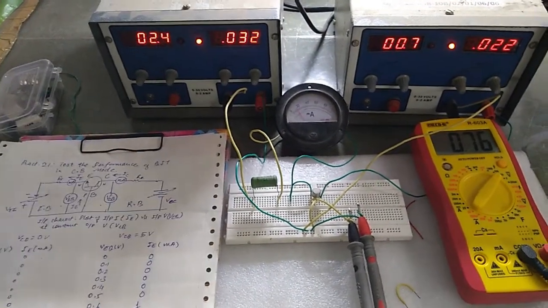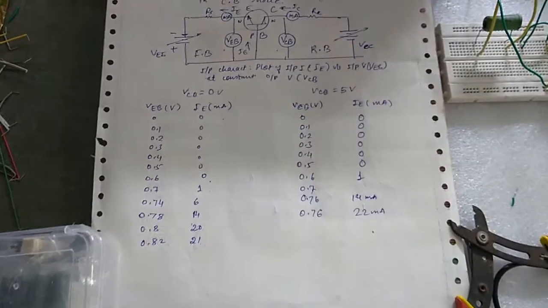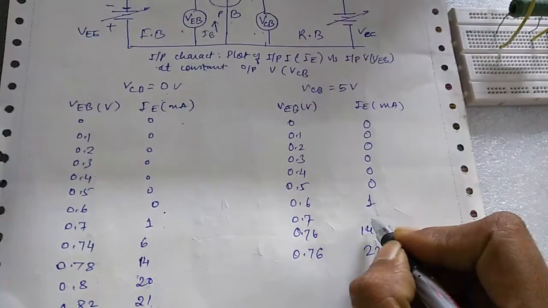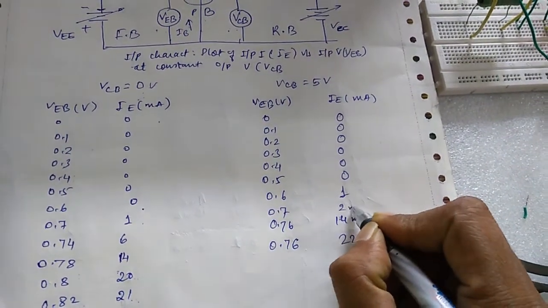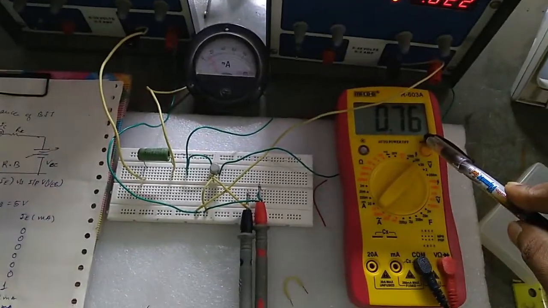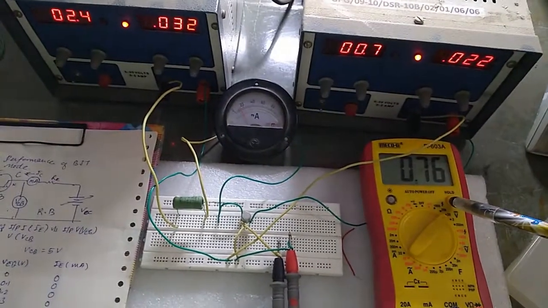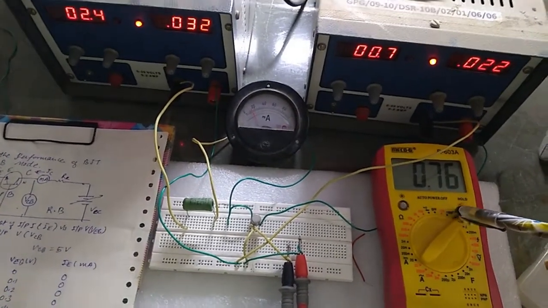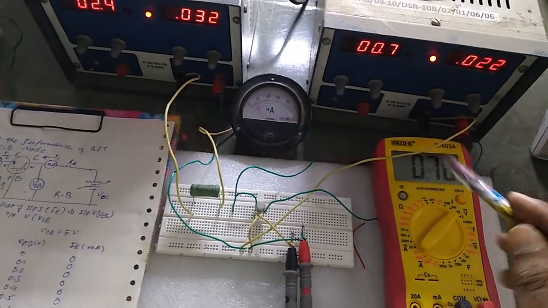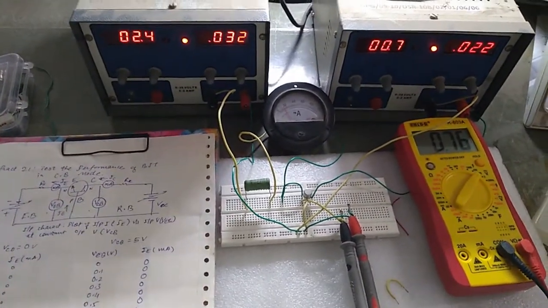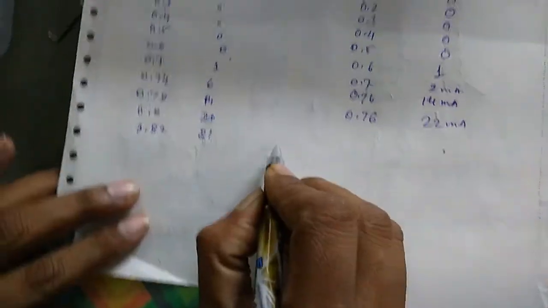So we have made the observation table like this. At 0.7 the current was around 2 milliamps. So we can see that the forward bias voltage has been reduced to 0.76 only. It is not increasing above that. The forward bias voltage has been reduced to 0.76 and the current has increased. Now when we plot the graph, then we will see what is the difference.